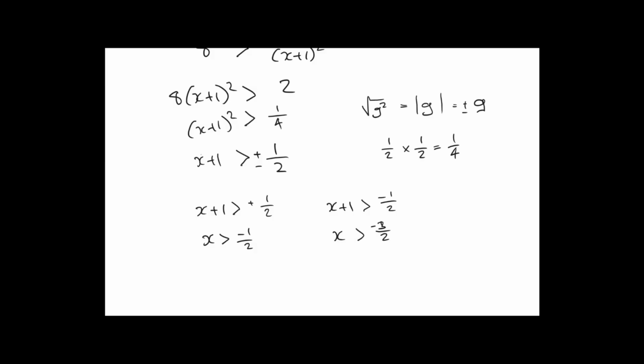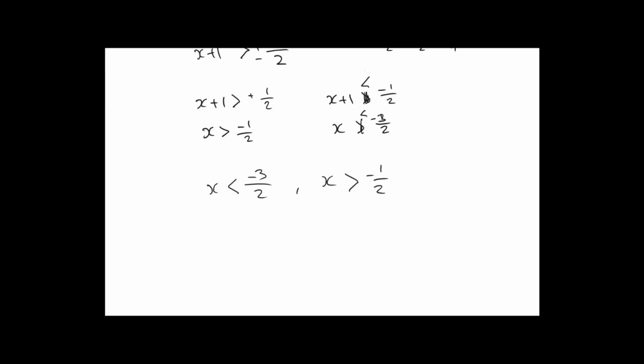Oh, where does that leave us? No, I've messed it up, haven't I? I've got this the wrong way around. So this is going to be less than negative 3 over 2. Sorry, my bad. Oh, what does that mean for us? It means that x must be less than negative 3 over 2, and x must be greater than negative 1 half.